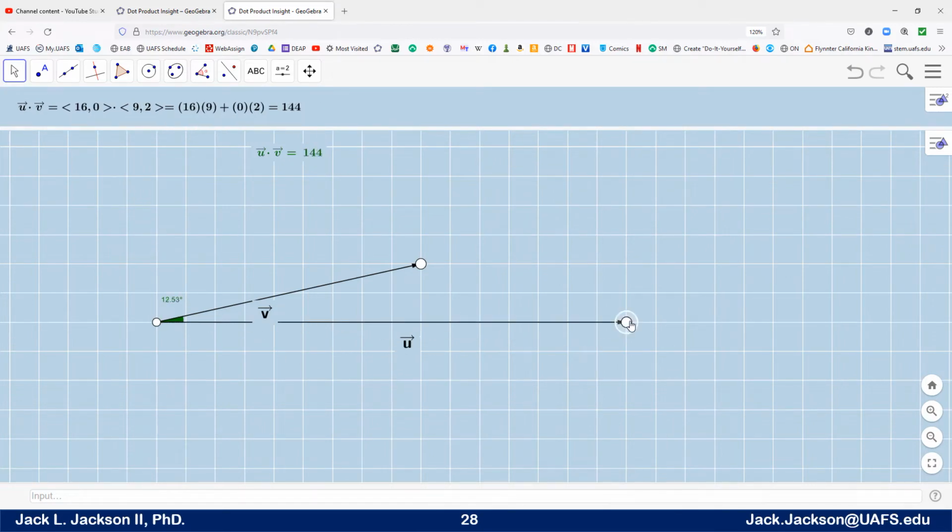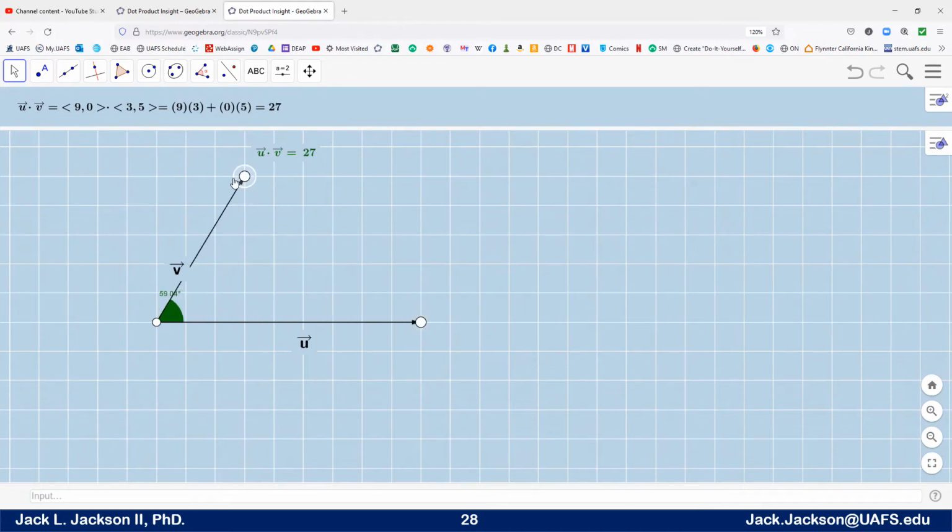Okay, now notice a couple other things. What did you notice? Hopefully you noticed that when the angle is acute, between 0 and pi over 2, or between 0 degrees and 90 degrees, you're going to get a positive dot product. And when that angle is bigger, obtuse, you're going to get a negative.